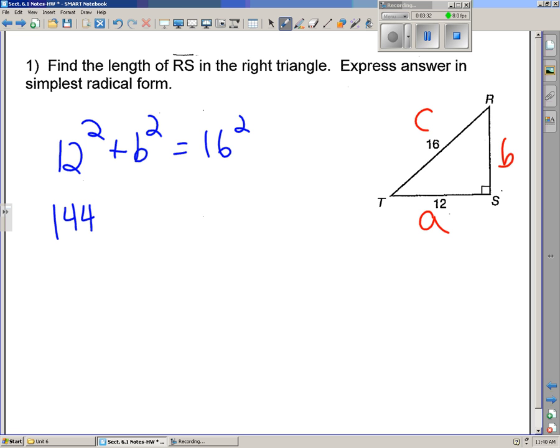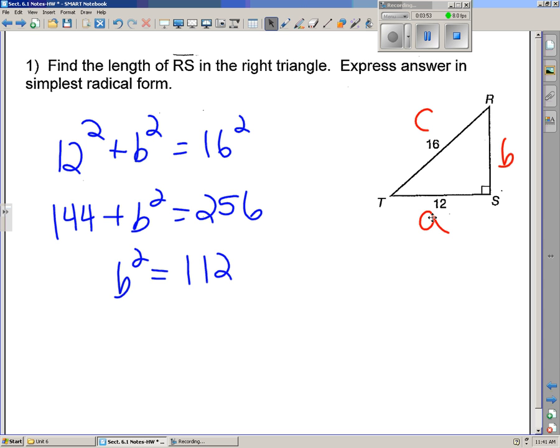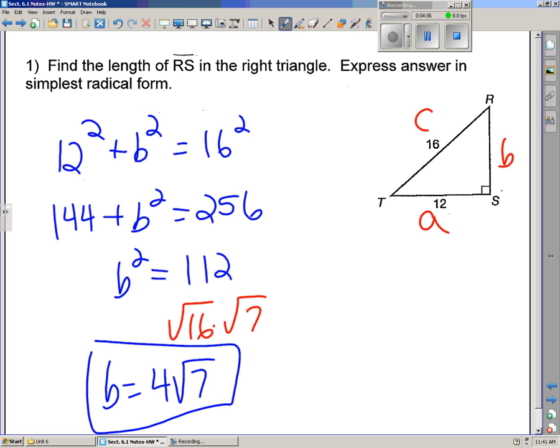And then you get 144 plus b squared equals 256. Subtract 144 on both sides, and then you get b squared equals 112. And then when you figure out what the square root of 112 is, you've got to simplify that radical. I don't know if you do factor trees or not. I tend to not do factor trees, but I do know that 16, a perfect square, times 7 equals 112, which means b simplifies to 4 radical 7. This, by the way, happens to be RS.